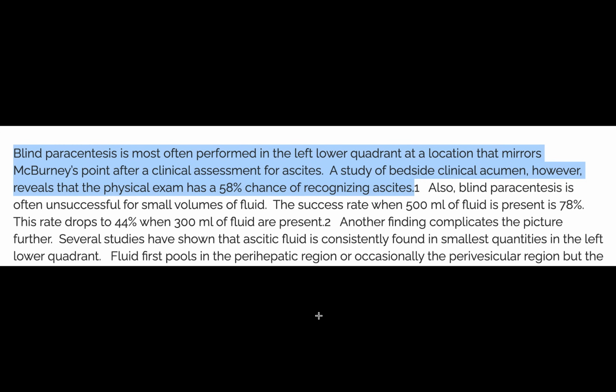I hope I'm pronouncing ascites correctly. I don't know how to pronounce that. I possibly should have looked it up before I started. But there's so many things I don't know how to pronounce.